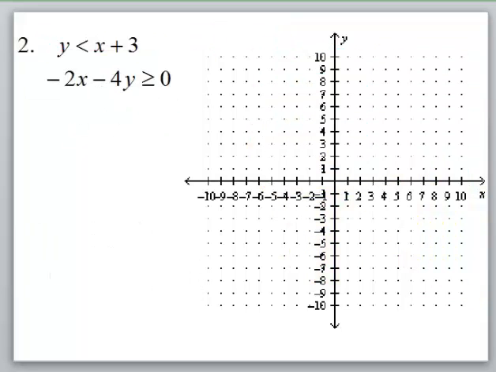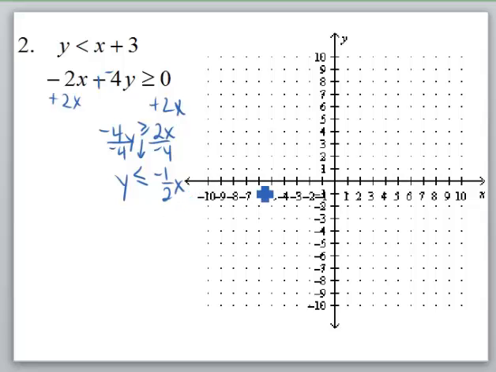On the next problem here, I would need to solve for y on the second problem. So I'll go ahead and do that because I like to have it in y equals mx plus b form. So I'll add 2x to both sides. And so I get 2x plus 0, which I don't have to write. Divide by -4, so I get y is less than or equal to, I remembered to flip the sign this time, -1/2 x. You can put plus 0, but not necessary.